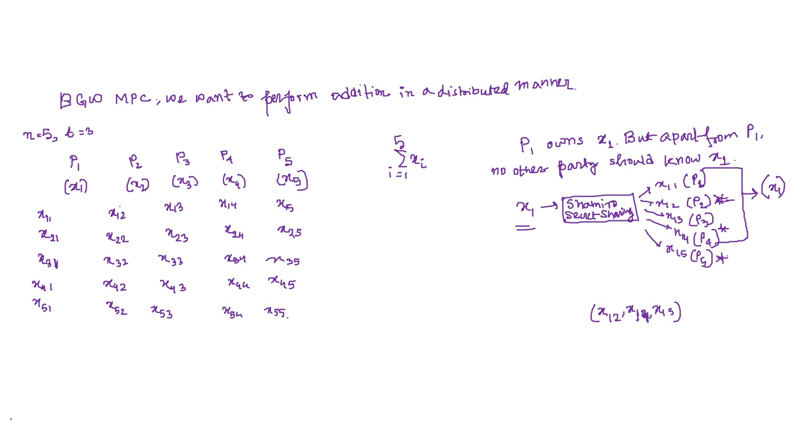Now let's see how to get the result of the addition. Let's say each of the parties has performed the summation on individual shares. So here we get the summation of all xi1, i equal to 1 to 5. Here we get the sum of xi2, i equal to 1 to 5, and so on.